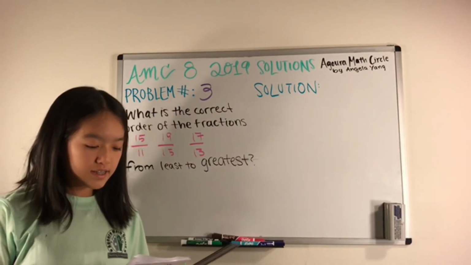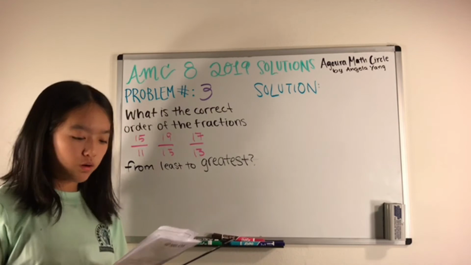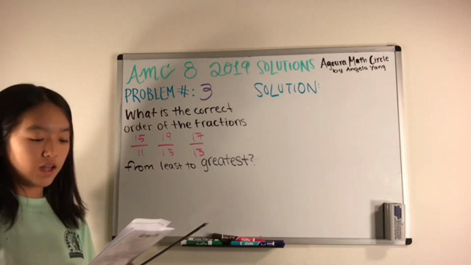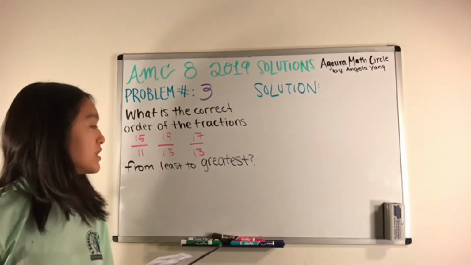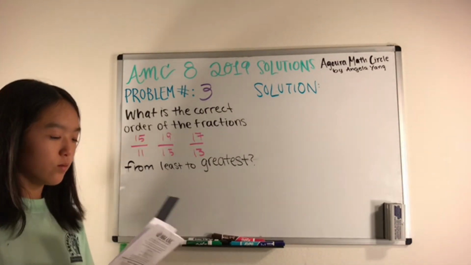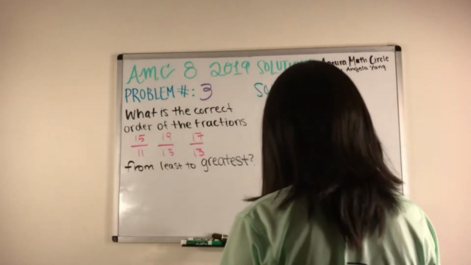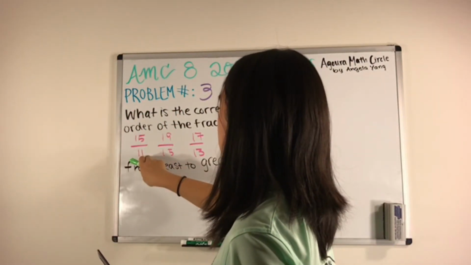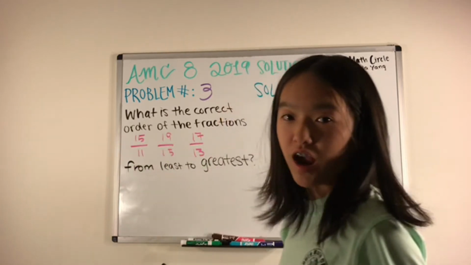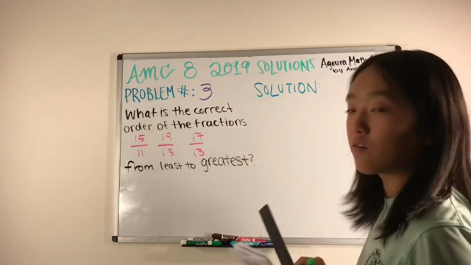Problem number 3 says, which of the following is the correct order of the fractions 15 over 11, 19 over 15, and 17 over 13, from least to greatest? Now in order to solve this, you could use the more complicated method, which is actually getting all the denominators to be the same and then comparing the fractions. But that would take a lot of your time.